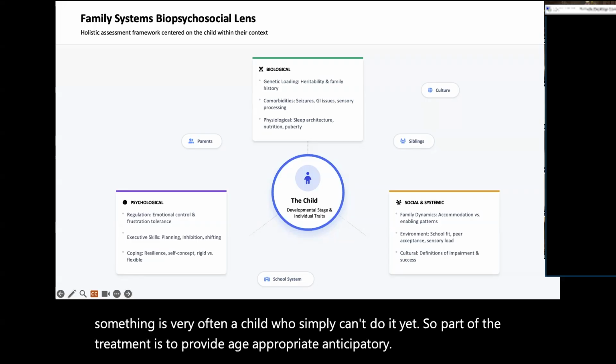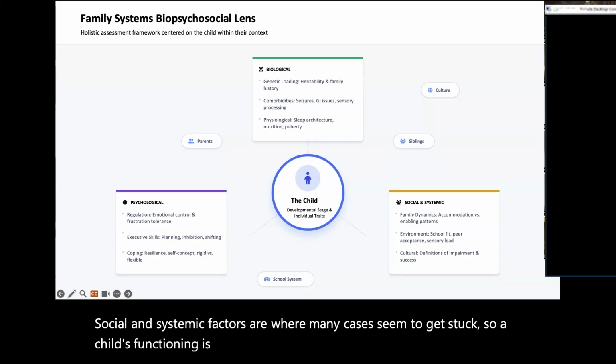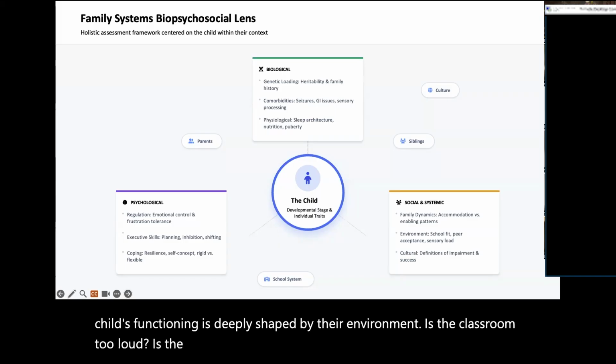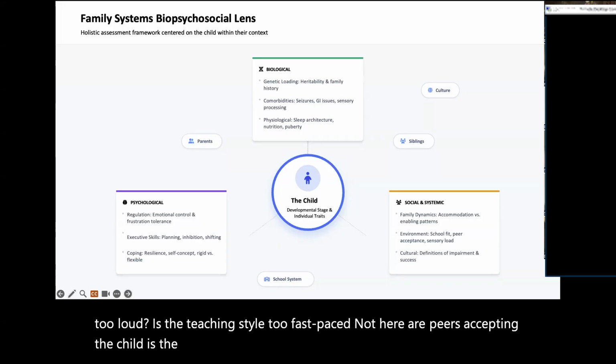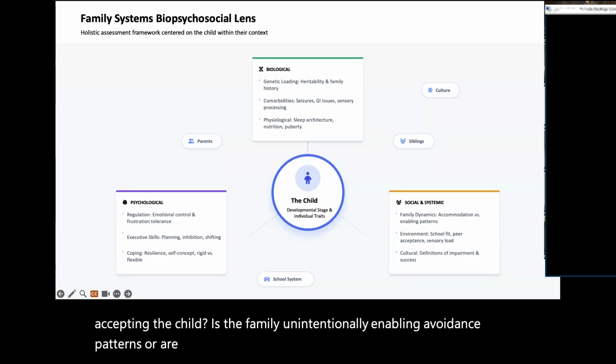Social and systemic factors are where many cases seem to get stuck. A child's functioning is deeply shaped by their environment. Is the classroom too loud? Is the teaching style too fast-paced? Are peers accepting the child? Is the family unintentionally enabling avoidance patterns? Or are they providing developmentally appropriate accommodations?